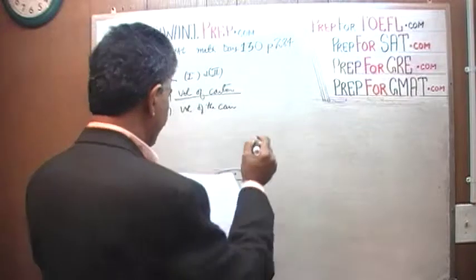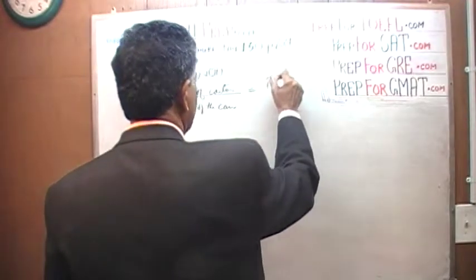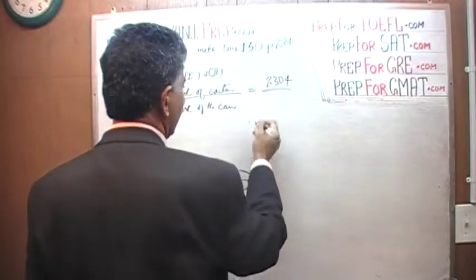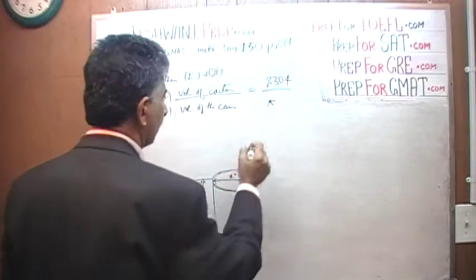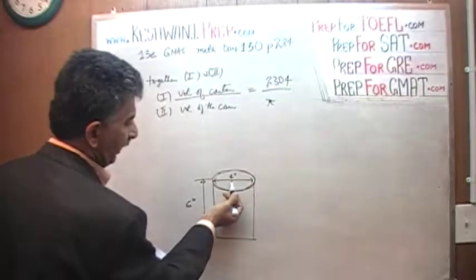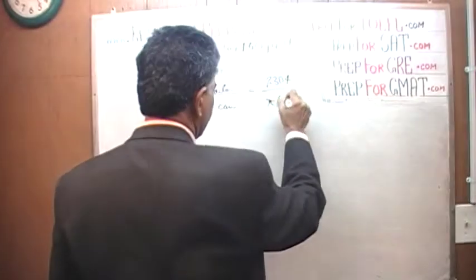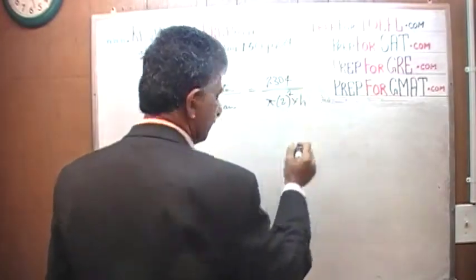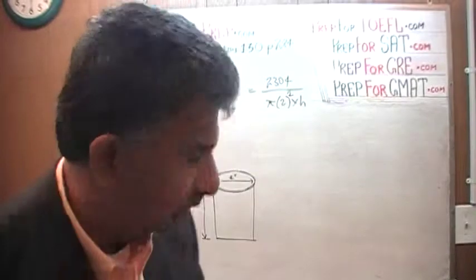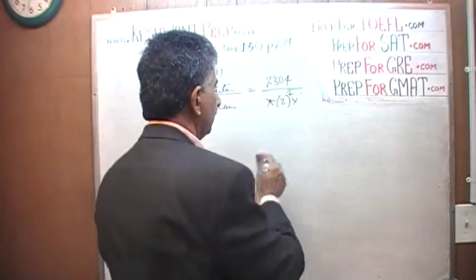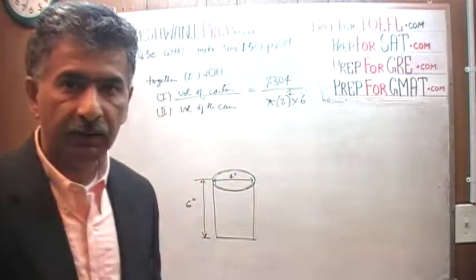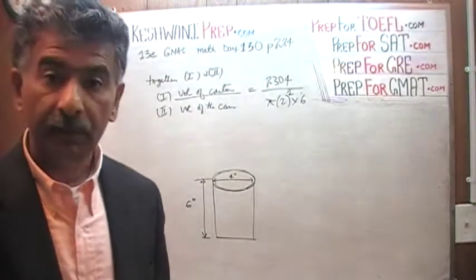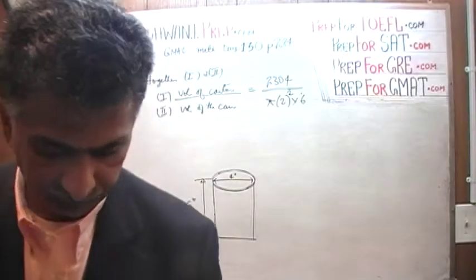So in this case, they would sit there and divide 2304 by the volume of the can, which is pi r squared times the height. The diameter is 4, so the radius is 2, so 2 squared, times the height, which is 6. They would simply assume that it's just a matter of dividing one quantity by the other. Alas, that is not the case.